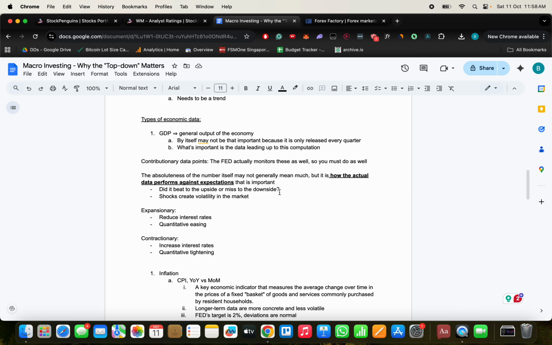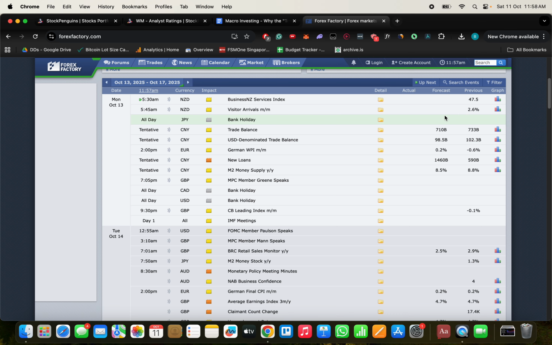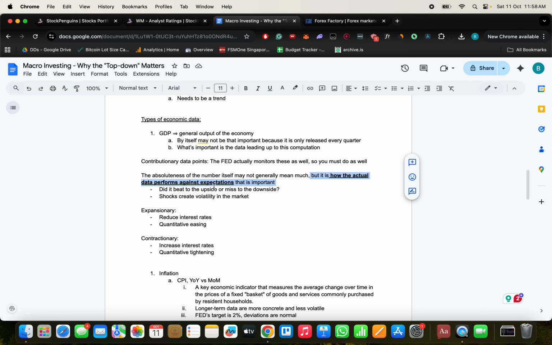And also, I think in general, when you are looking at economic data, the absoluteness of the number itself may not generally mean much, but it is how the actual data performs against the expectations that's important, right? So for example, if we go back to Forex Factory, you always see this forecast here, previous and the actual. This is blanked out because it hasn't happened yet. So it's very important how the actual data point performs against the expectations. Did it beat to the upside or did it miss to the downside? Usually when there are extreme beats, this shock creates volatility in the market in the short term, right?